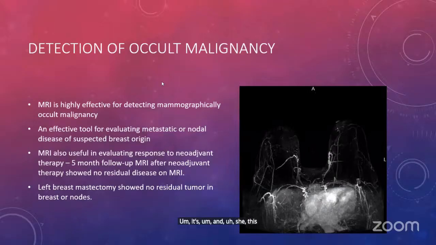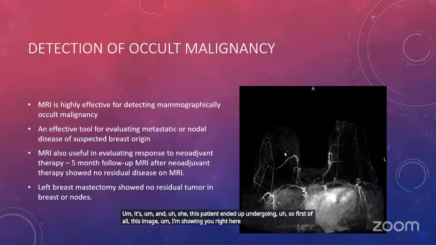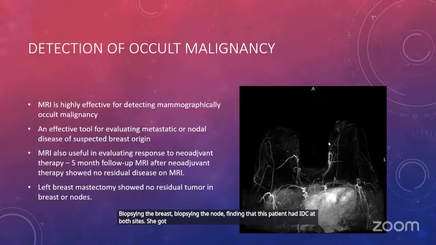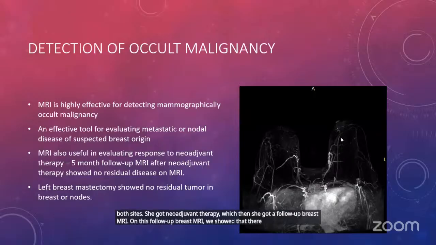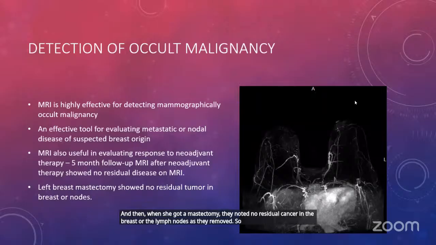This patient ended up undergoing treatment. First of all, this image I'm showing you right here is a follow-up after neoadjuvant therapy on this patient. We ended up biopsying the breast and the node, finding that this patient had IDC at both sites. She got neoadjuvant therapy, and then a follow-up breast MRI, which showed really no enhancement in this area. When she got a mastectomy, they noted no residual cancer in the breast or the lymph nodes they removed. So a good success story for us.